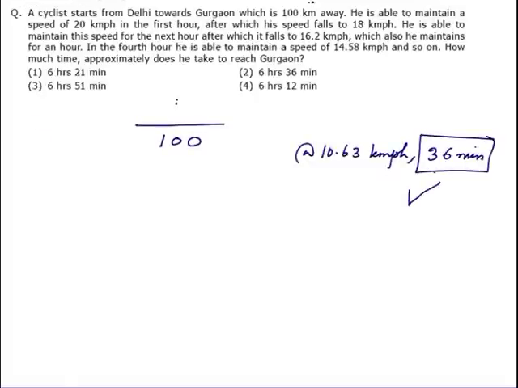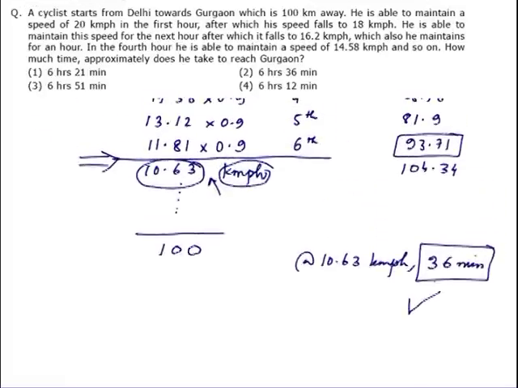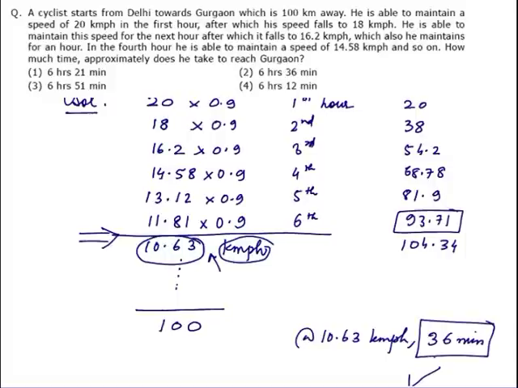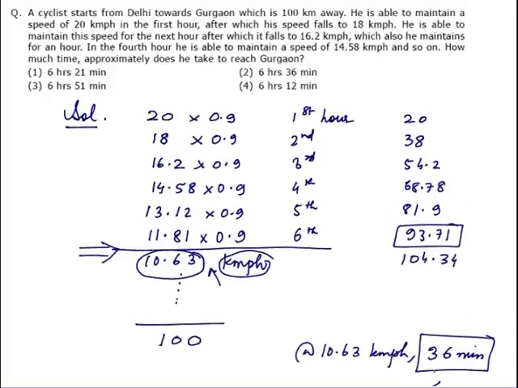So this is a slightly clerical question because values had to be added up, but there is no other way of solving it. An approximation cannot work here because all other options are also 6 hours and something. Had it been 5 hours or 7 hours, then the only option with 6 hours would have been correct. But here you will have to actually calculate that once you are at 93.71, then the balance distance that you have to cover, which is 6.29 kilometers at a speed of 10.63, will take 36 minutes.